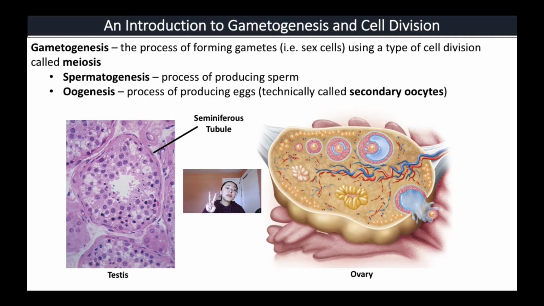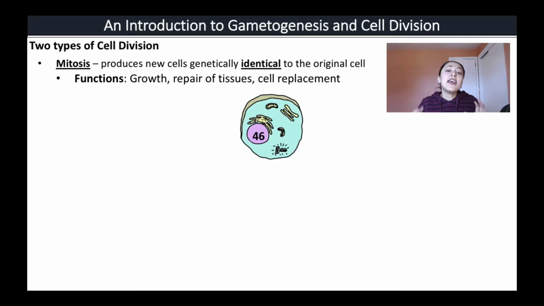There are 2 types of gametogenesis. Spermatogenesis is the process of producing sperm, or in other words, spermatozoa. Spermatogenesis happens within the seminiferous tubules of the testes. Oogenesis is the process of producing eggs, and another technical term for eggs is secondary oocytes, and this happens within the ovaries.